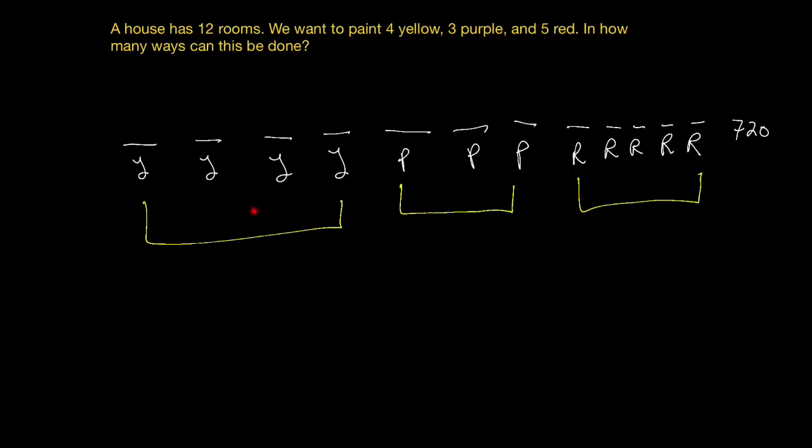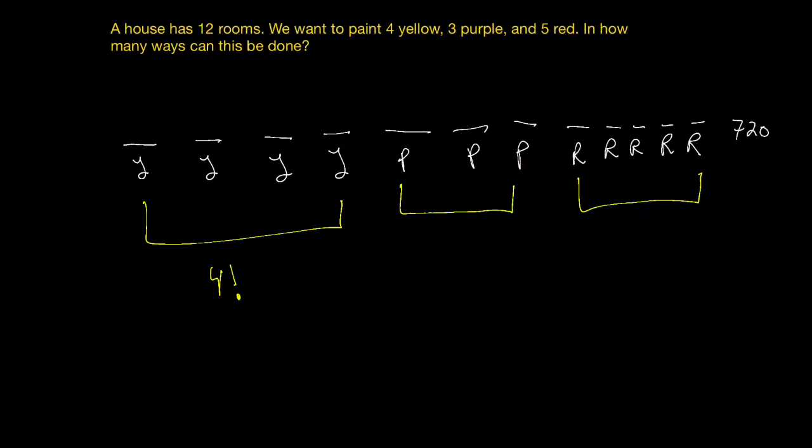So here I've categorized these special rearrangements. So here we know that these 4 yellow rooms, we can rearrange these 4 in 4 factorial ways. And what this 4 factorial represents is the number of repetitions of this rearrangement. The same goes for the purple ones.